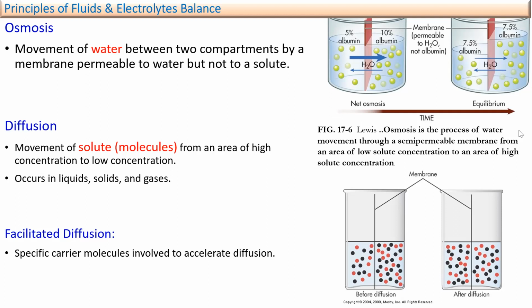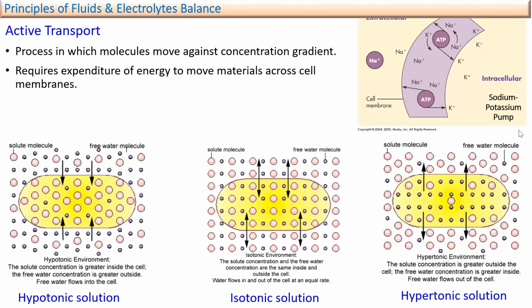Now, the facilitated diffusion, which involves specific carrier molecules to accelerate diffusion. An example of this would be the movement of glucose molecules into the cells, in which the insulin molecule is going to assist these glucose molecules to enter the cells.